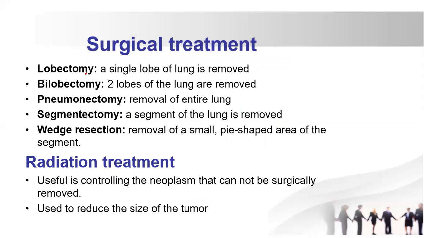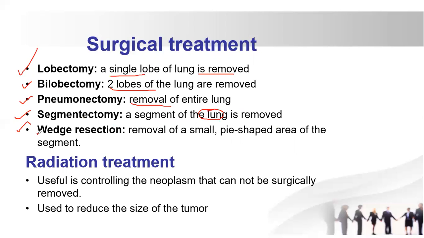Now, what is the surgical treatment? For lung cancer, we perform different surgical procedures, like the lobectomy, in which only a single lobe is removed from the lung, where the cancer is. Then the bilobectomy, in which we remove two lobes, and the pneumonectomy, in which we remove the entire lung. Then the segmentectomy, in which a small segment of the lung is removed, where the cancer is.